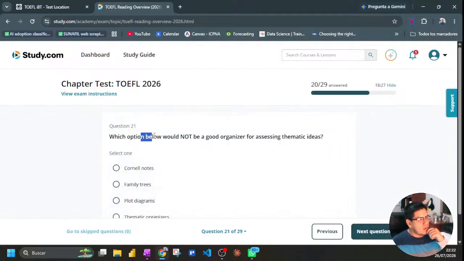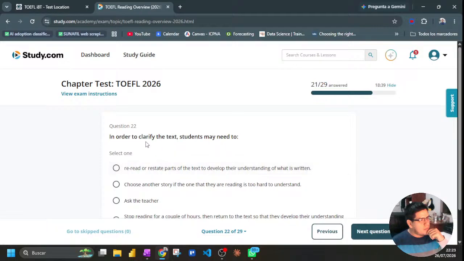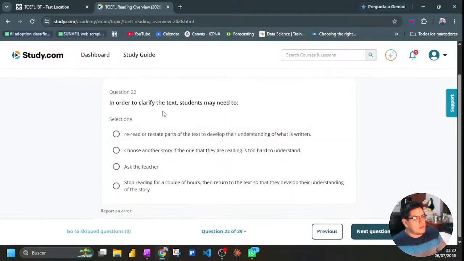Which option below wouldn't be a good organizer for assessing thematic ideas? Family trees. In order to clarify the text, a student may need to read and restate parts of the text to develop their understanding of what is written.